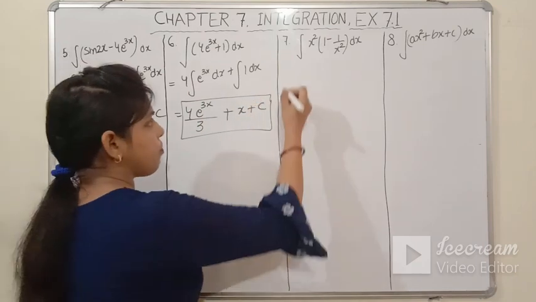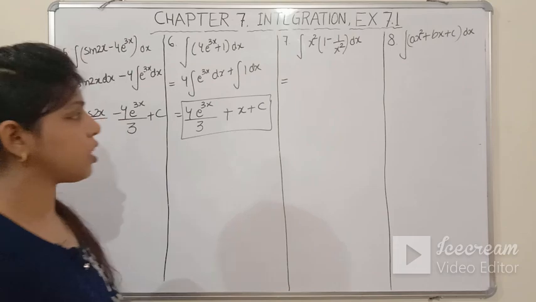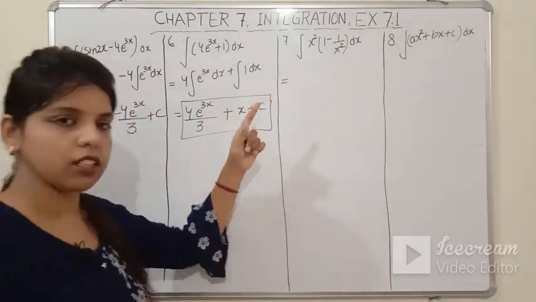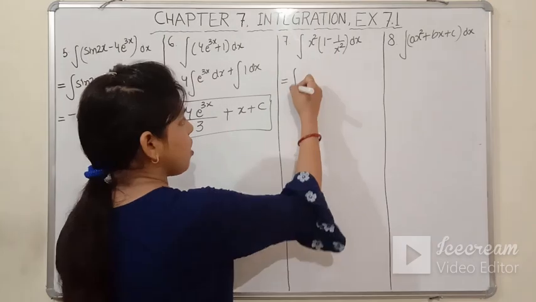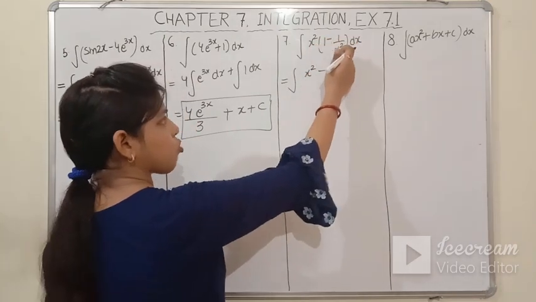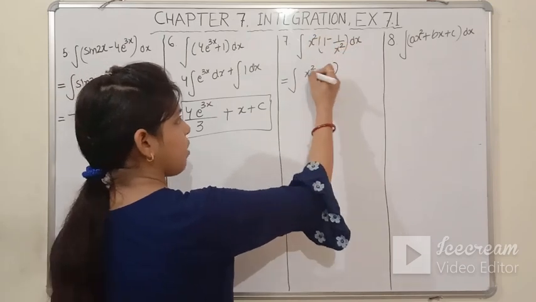So you just need to know the formula of the integration, and you can directly apply it to find the answer. Now the next question is integration of x square into 1 minus 1 by x square. So first of all, you have to split the term. You have to just multiply the terms. X square into 1 is x square, and x square multiplied by 1 by x square will be cancelled. So it will be exactly 1.